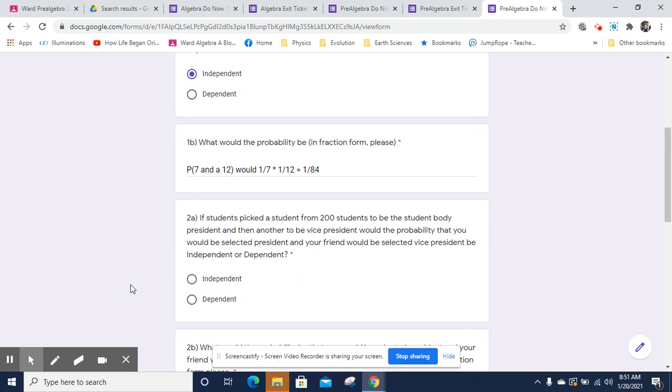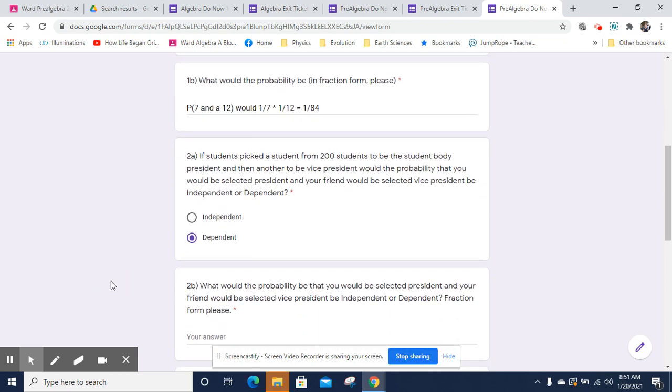Now, if students were to pick a student from 200 students for the student body to be student body president and then another to be vice president, what would the probability be? Would the probability that you would be selected president and your friend would be selected vice president be independent or dependent? That's going to be dependent because once one person is chosen, then you now have 199 students to work with. So it's a dependent event.